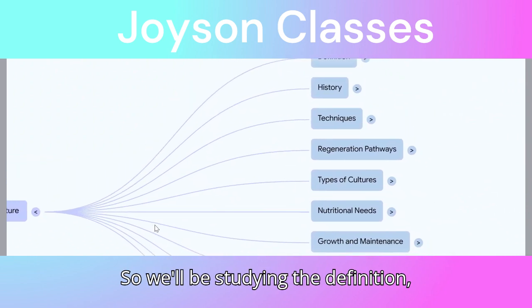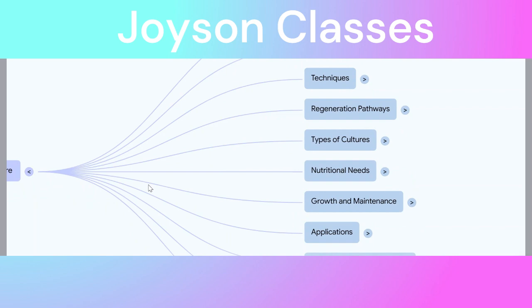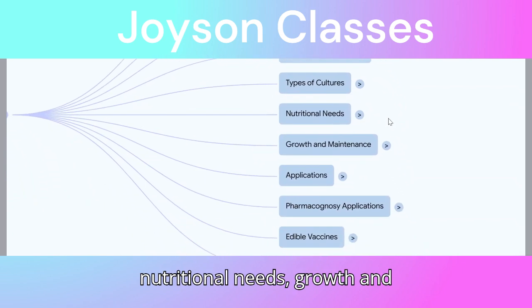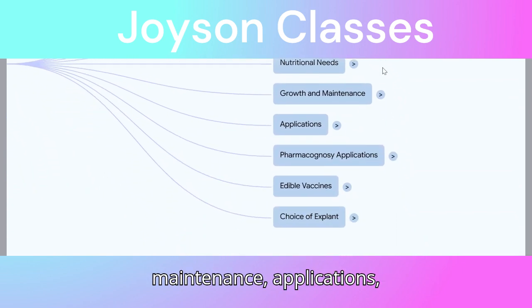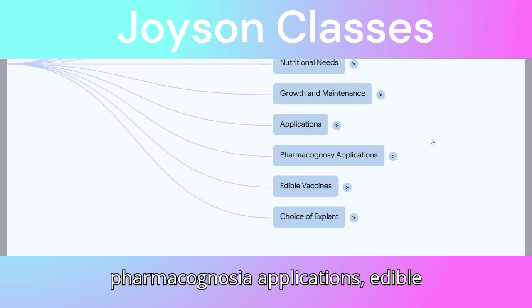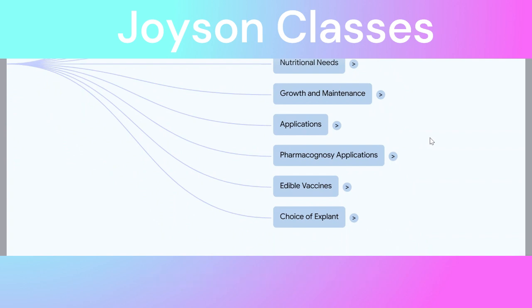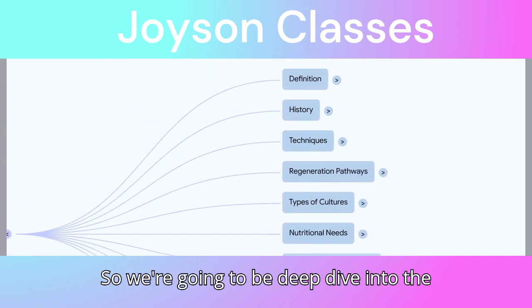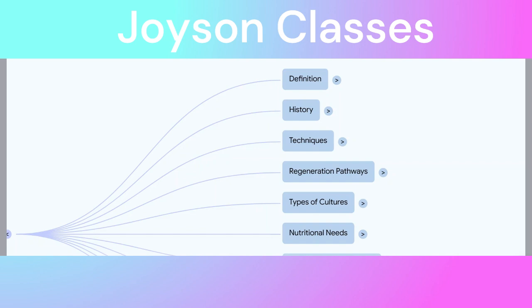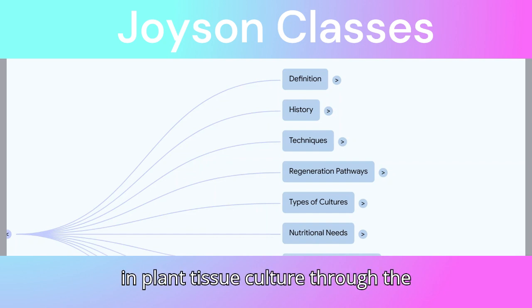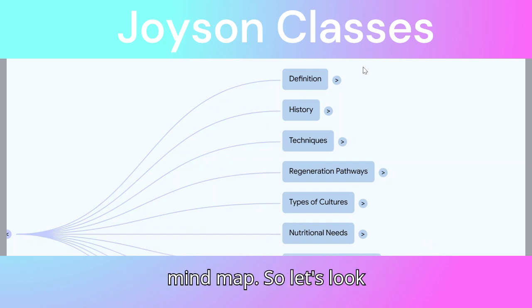We'll be studying the definition, history, techniques, regeneration, types of culture, nutritional needs, growth and maintenance, applications, pharmacognosy applications, edible vaccines, choice of explants. We're going to deep dive into all the different things in plant tissue culture through the mind map.